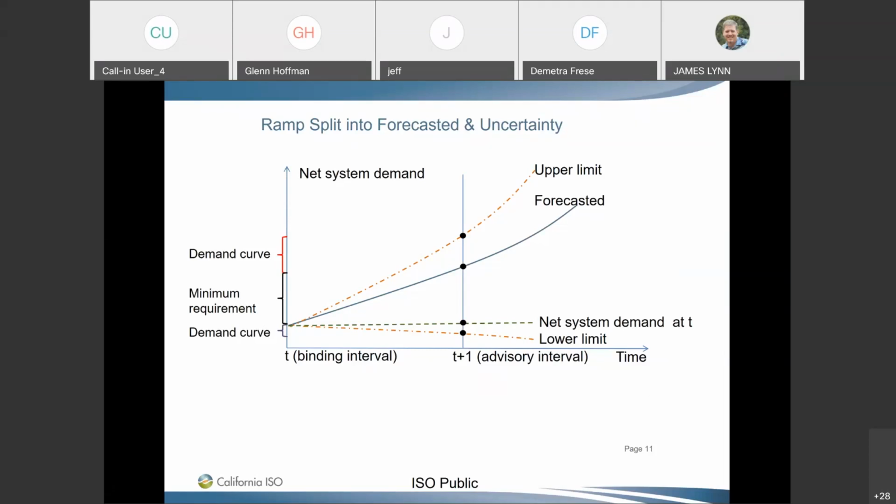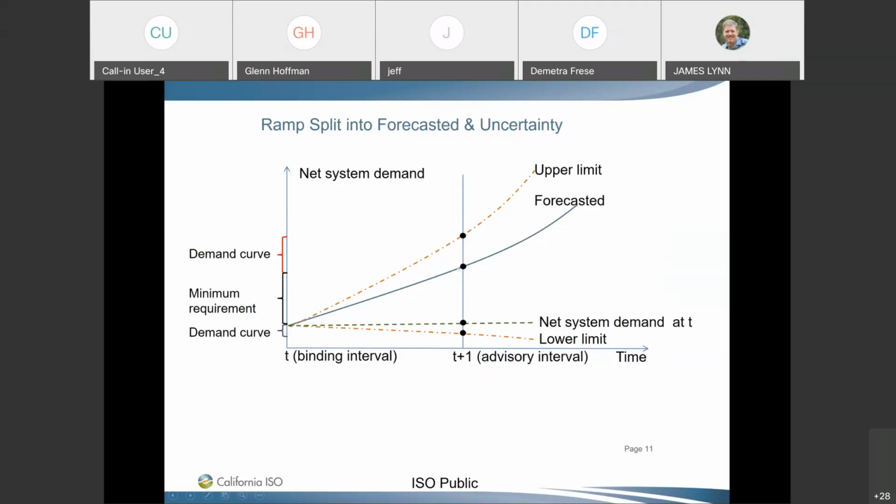So I'm in interval T. I'm looking to T plus 1. I'm seeing that my net load is going to change. I see it forecasted to change up from the second dot from the bottom to the third dot, okay? But I need to make sure that I have procured enough resources to meet not only that net load change, I also need to be able to procure it to meet the change up to the fourth bullet, which is the upper limit. That's the flexible ramp up requirement.